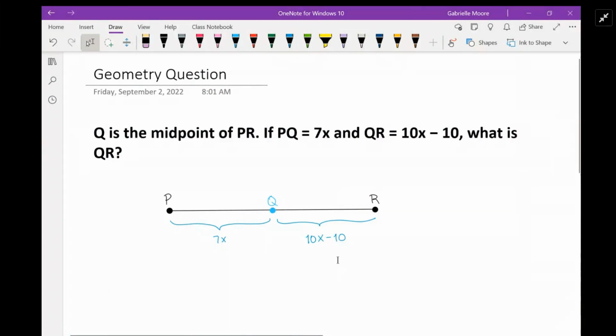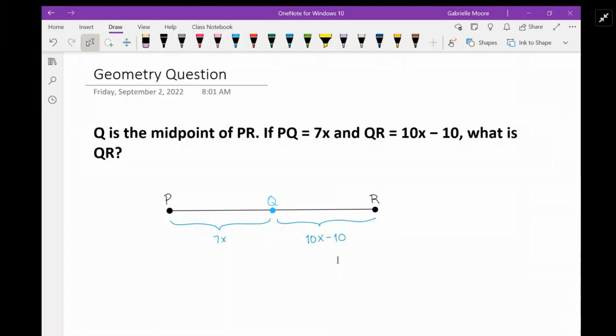So we have this geometry question which reads: Q is the midpoint of a line segment PR. If PQ is equal to 7x and QR is equal to 10x minus 10, what is QR?